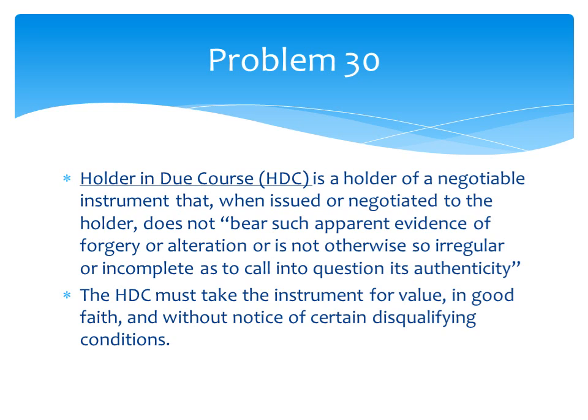Okay, problem 30 is dealing with the concept of a holder in due course as opposed to just a holder. And the definition is that a holder in due course is a holder of a negotiable instrument that, when issued or negotiated to the holder, does not bear such apparent evidence of forgery or alteration, or is not otherwise so irregular or incomplete as to call into question its authenticity.